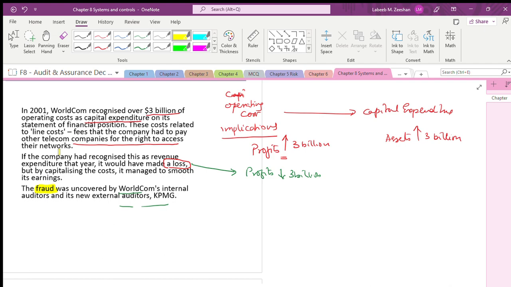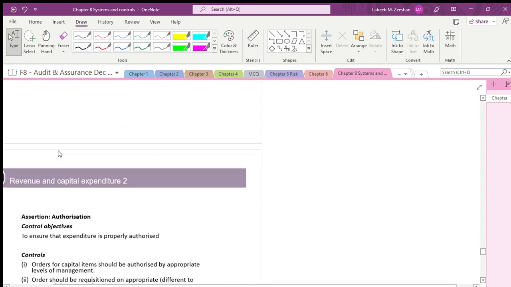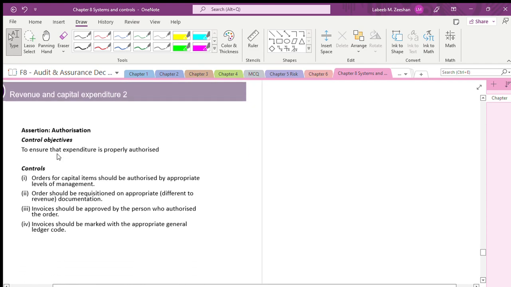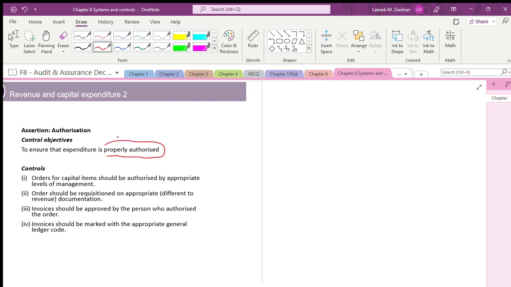This much sensitivity is there whenever we are talking in terms of capital expenditure and revenue expenditure. What are the assertions? Whenever there is an expenditure of this magnitude, of this amount, we have to be very clear that there should be proper authorization. In none of the previous cases did we discuss authorization as an assertion.